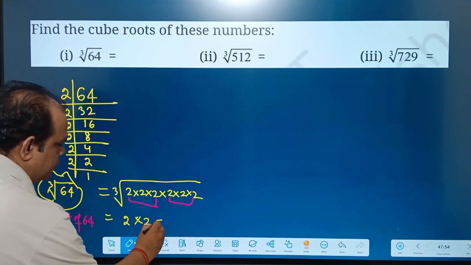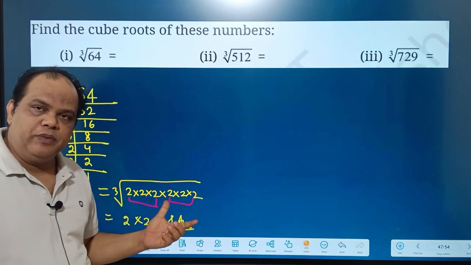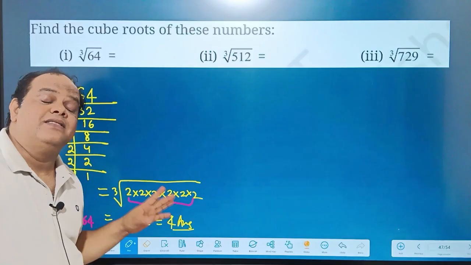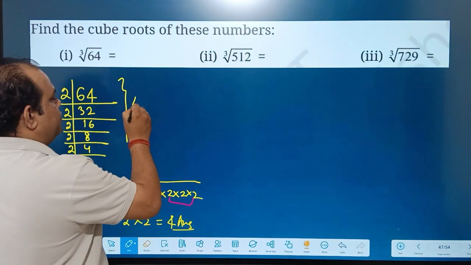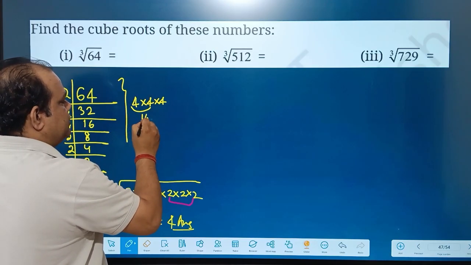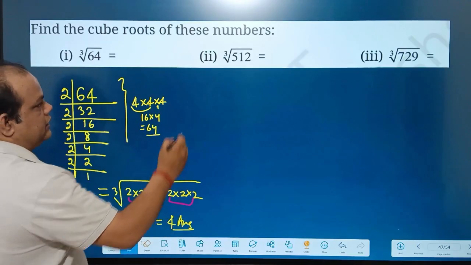So 2 into 2, what does it mean? 4. So this is the answer. Taking the cube root means the number you have to obtain, which if you multiply 3 times to itself, you will get this number. Just check 4 into 4 into 4. What is this? 4 4s are 16, multiplied by this 4, how much? 64. So whatever we found, that is correct.